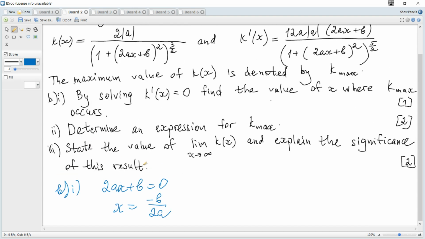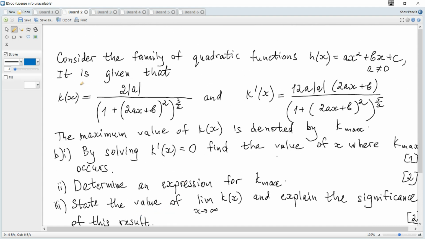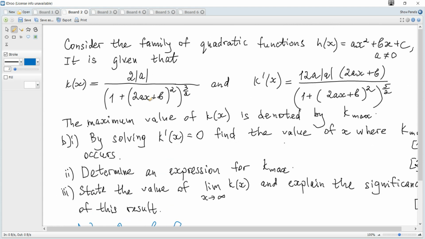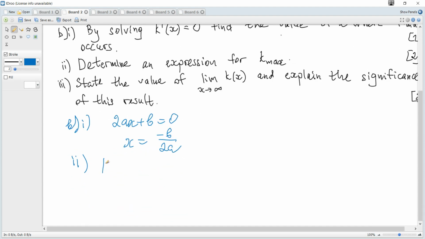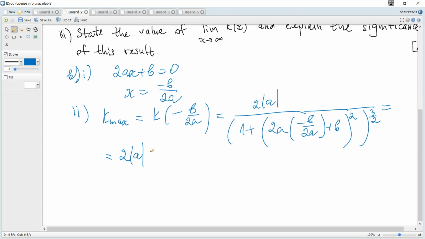And determine an expression for k max, so we need the maximum value of this function, so we need just substitute this value of x for x into k. So k max is k of negative b over 2a, which is 2 times the absolute value of a, over 1 plus (2a times negative b over 2a plus b) squared, to the power of 3 over 2. So it becomes negative b plus b, which is 0, so it's 2 times the absolute value of a.